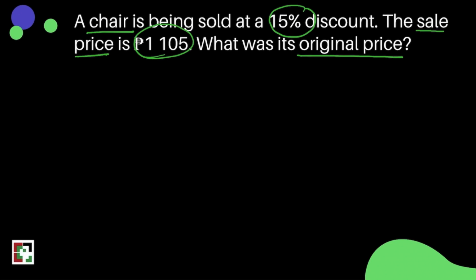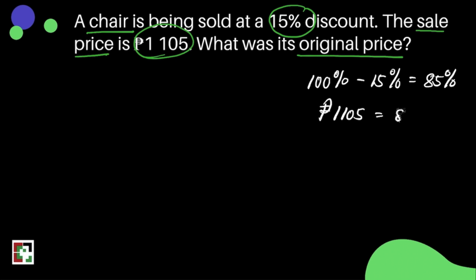When we say original price, it is equivalent to the 100% of the price or the money that you will pay at the cashier. How about the 1,105? It is the 85% of the original price. Why is that so? Because we have 15% discount. It means we will not pay 15% because we save 15% of the price.